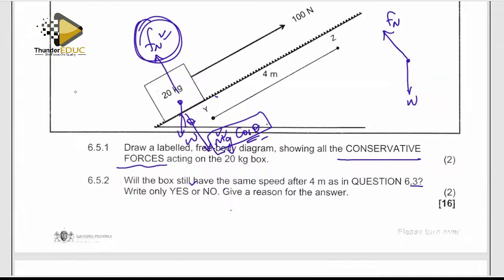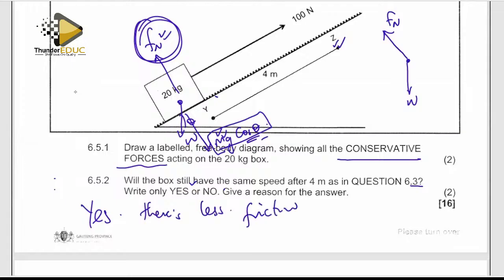So will the box have the same speed? If the frictional force decreases, the distance that this object can move is going to be more than or equal to 4. Will it still have the same speed after the 4 meters, as in the earlier question? So the answer is going to be yes for me. The reason is that there is less friction.